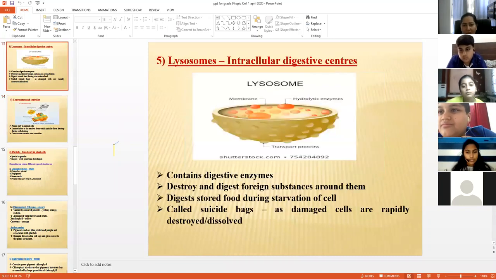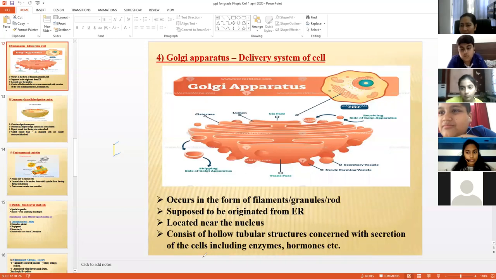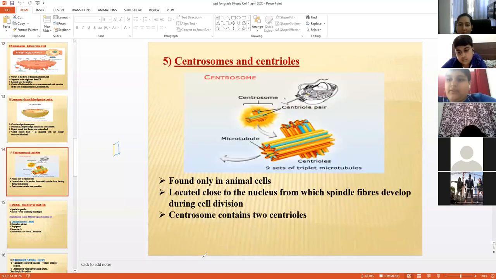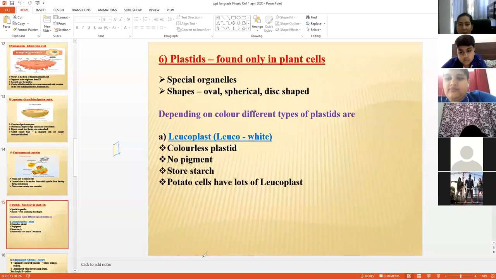Yes. Anyone had a doubt on Golgi apparatus? Someone had a doubt on Golgi apparatus? What are chromosomes? Chromosomes, I'm going to tell you towards the latter part of the presentation. Who had a doubt on Golgi apparatus? Me. Okay. So, let me proceed. Ma'am, I had a doubt.